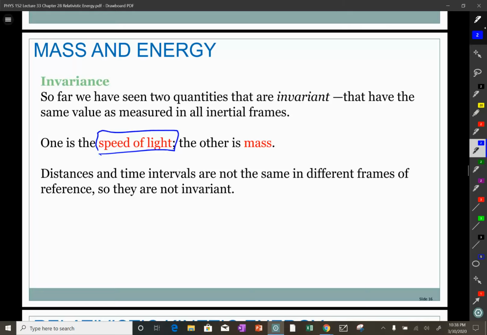And just for a historical note, I'm not that old, but when I was in college, I actually learned that the mass changed with speed. And now we have come to describing it a different way, saying the mass is constant. It's an invariant.